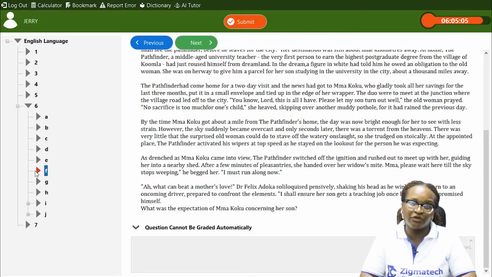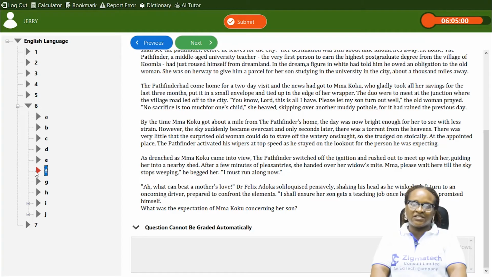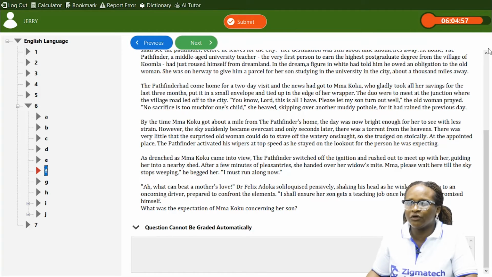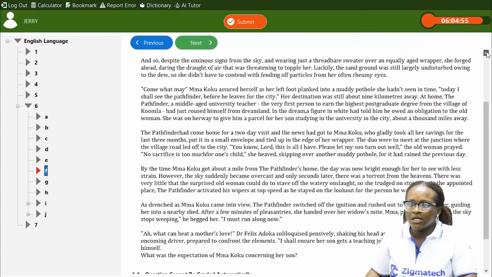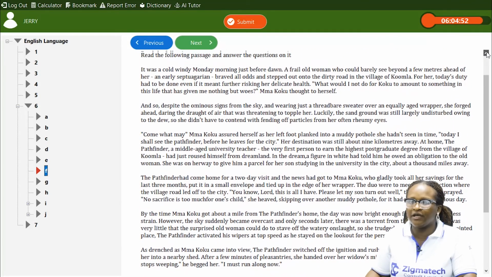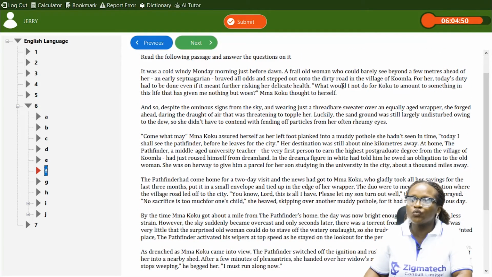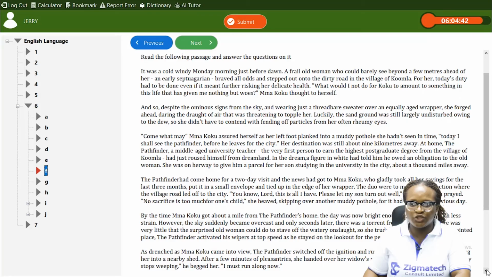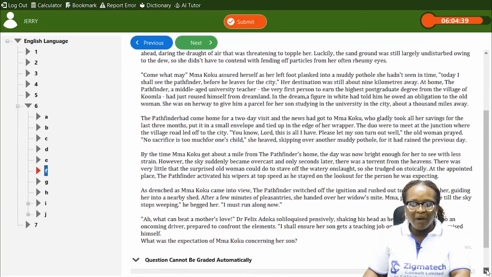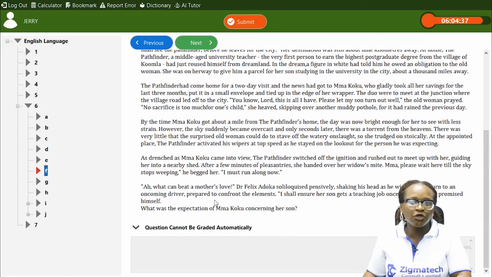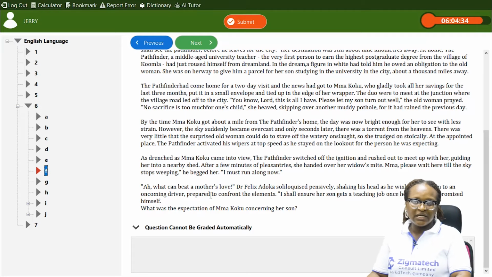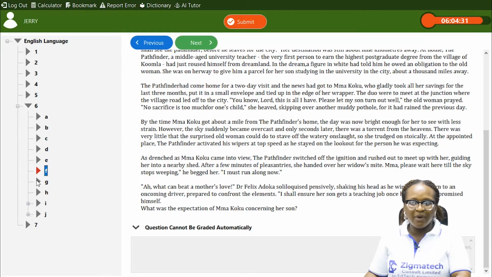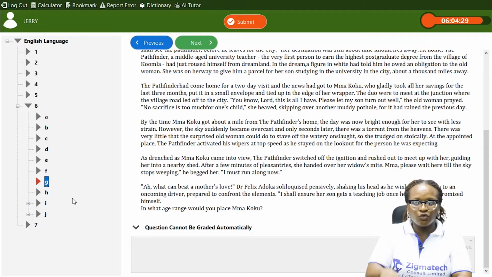Number 5, question F says, what was the expectation of Mmakoko concerning her son? What did she expect of her son? I guess we read something like that in the first paragraph. Look at it here, almost the last line. It said, what would I not do for Koko to amount to something in this life? That was her expectation, that her son would what? Amount to something. So the expectation of Mmakoko concerning her son was that her son would amount to something in life. So look at the next question.